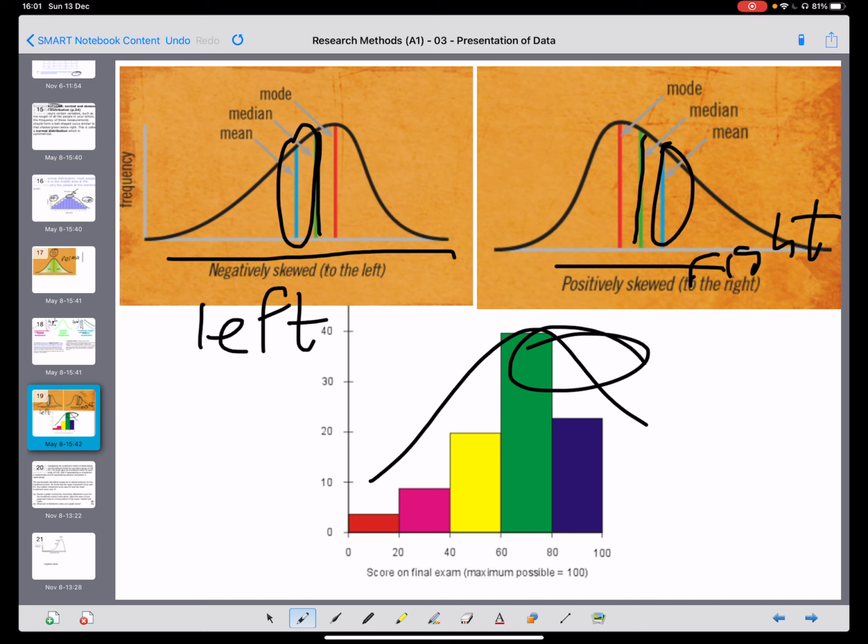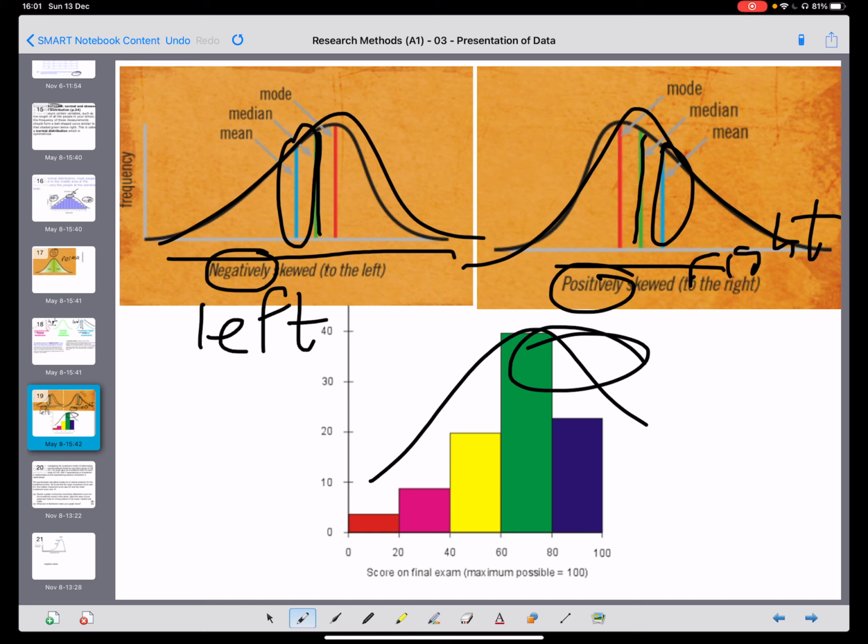So if I can draw the median and then draw the mean, I know where the mode goes. Okay, and we need to look at the shape of these two graphs. So negative skew has this particular shape, and a positive skew has this particular shape.